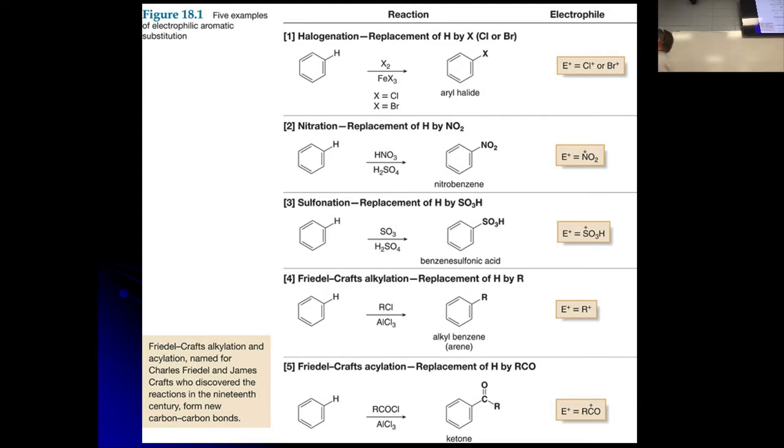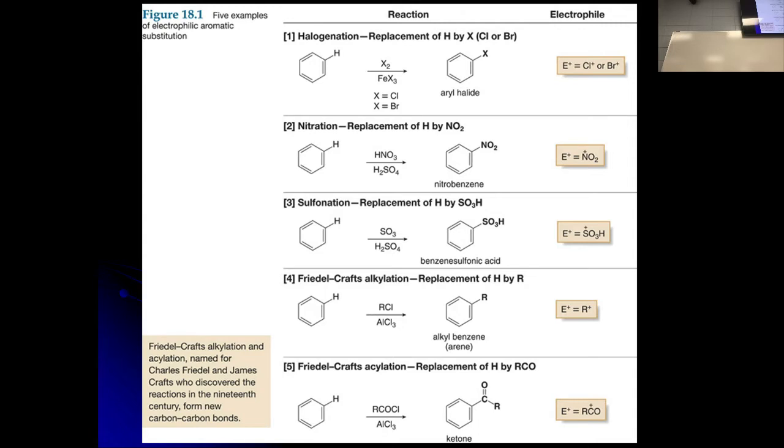We can actually put a nitro group, NO2, onto a benzene ring. The electrophile is NO2 plus. You use a mixture of nitric acid and sulfuric acid for this reaction to occur. It's called nitration. It's one of the common ways to do electrophilic aromatic substitution on an aromatic ring. Very useful reaction. We can place an SO3H group on a benzene ring. Benzene reacts with SO3 in the presence of sulfuric acid.